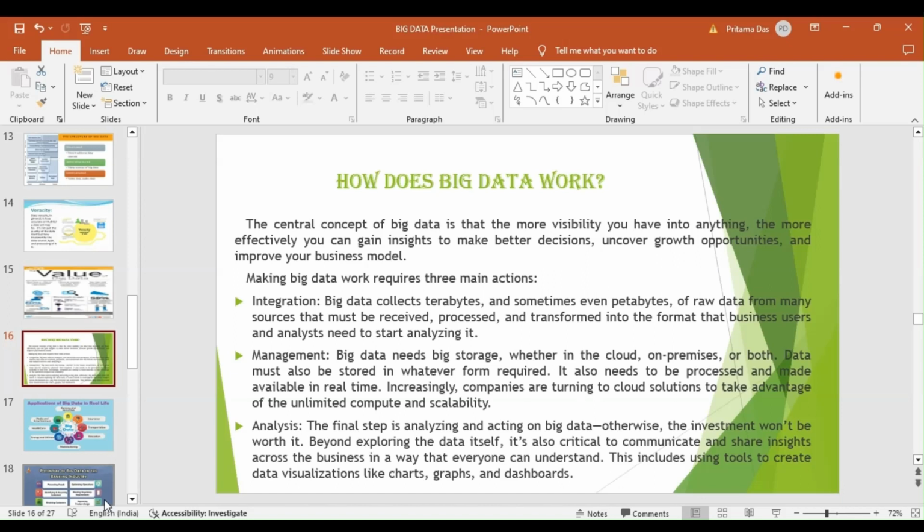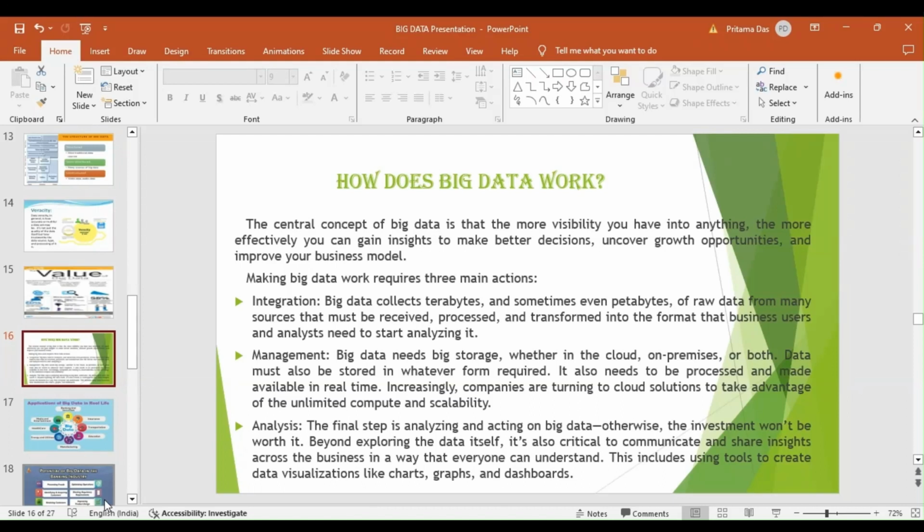And the last one is analysis. At first, we integrate the data from various sources, then manage the data. For that, we need big storage. And the final step is to analyze the data. So, the final step is analyzing and acting on big data. Otherwise, the investment won't be worth it. If we don't analyze, if we don't get any information from it, then our investment is meaningless.